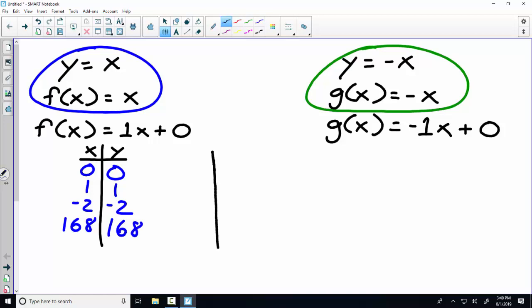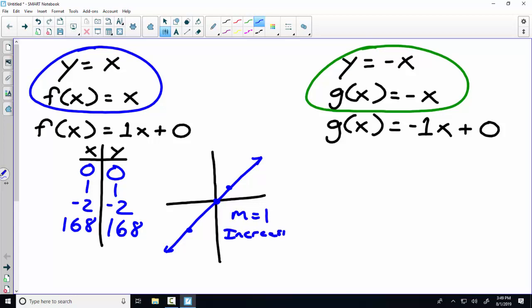And what happens is when you plot these points, like 0, 0, 1, 1, negative 2, negative 2, it creates this perfect diagonal line going right through the origin like that. It has a slope of 1, up 1 over 1, up 1 over 1, and we can say that this is an increasing function because you're always going uphill as you go from left to right.